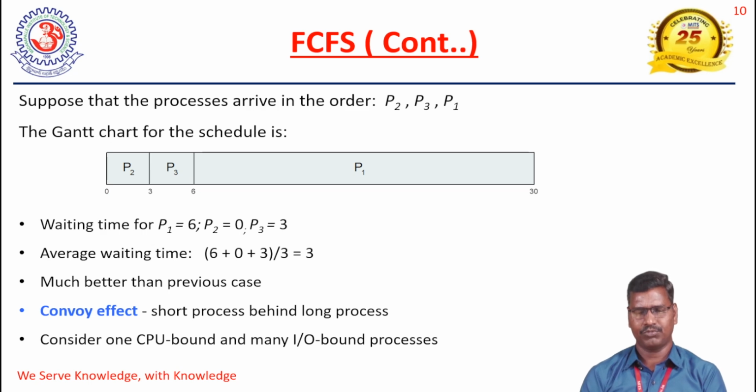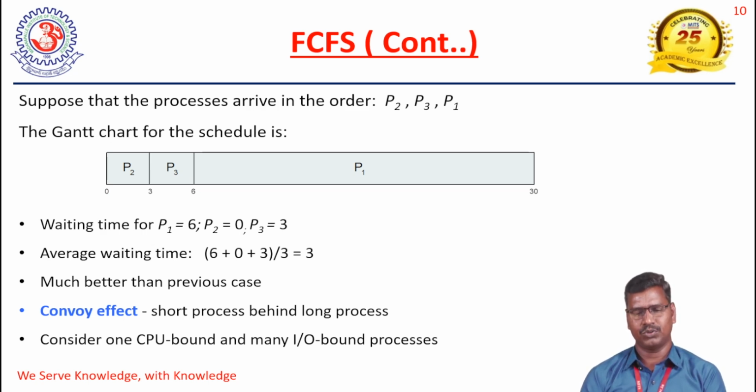The waiting time for P1 is 6 milliseconds, P2 is 0 and P3 is 3. So the average waiting time is 3 only. Okay, that is much better than the previous case, based on the convoy effect: short processes behind a long process.